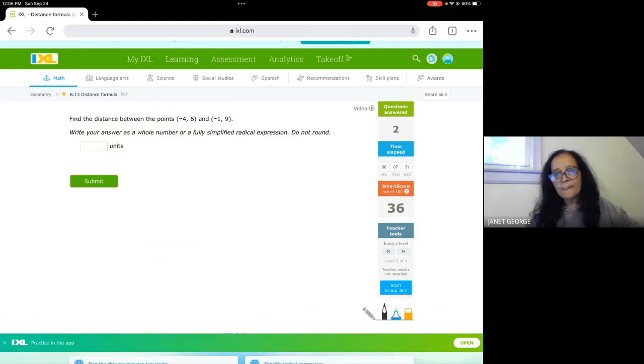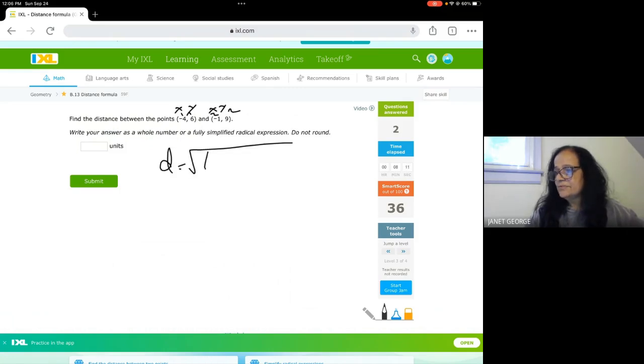Okay. One last one. First thing, you have to label it. Each point has x and y, so you put x, y, x, y: 1, 1, 2, 2. So second step, write the formula. d equals the square root of (x2 minus x1) squared plus (y2 minus y1) squared.